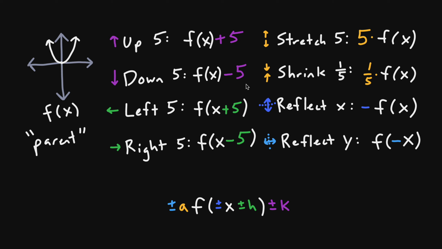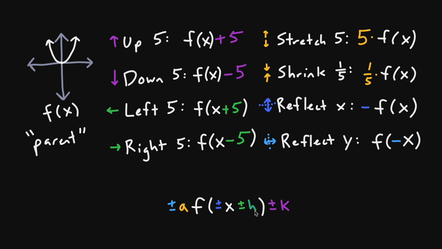It's the idea that, okay, I can add or subtract at the end to move up or down. That's the plus k. Add or subtract on the inside to go left and right. That's the plus or minus h. Multiply at the beginning to stretch or shrink. That's the multiply by a. And these different negatives let me reflect over the y-axis or over the x-axis.